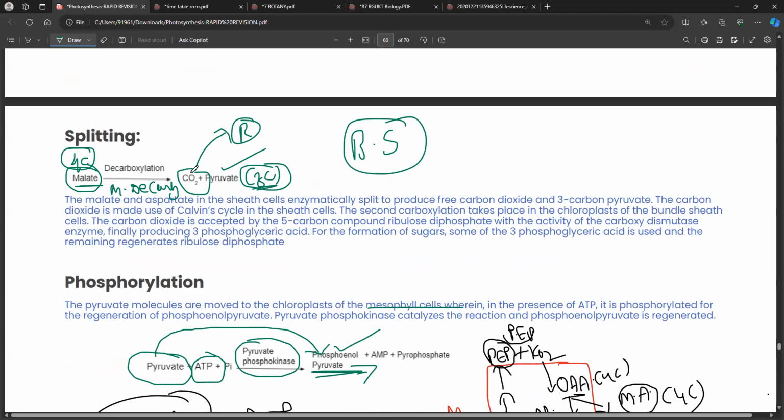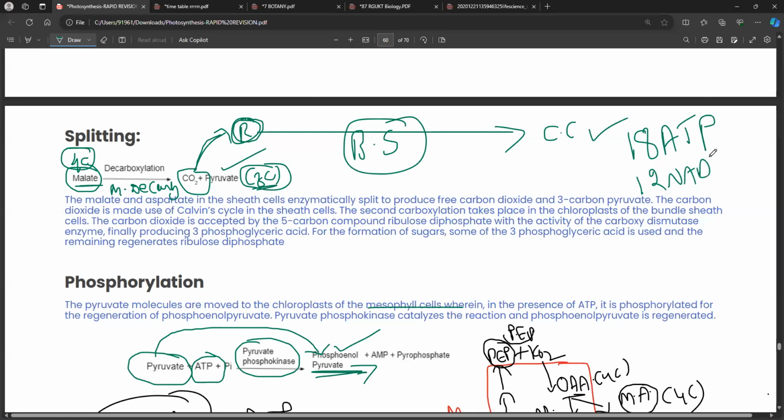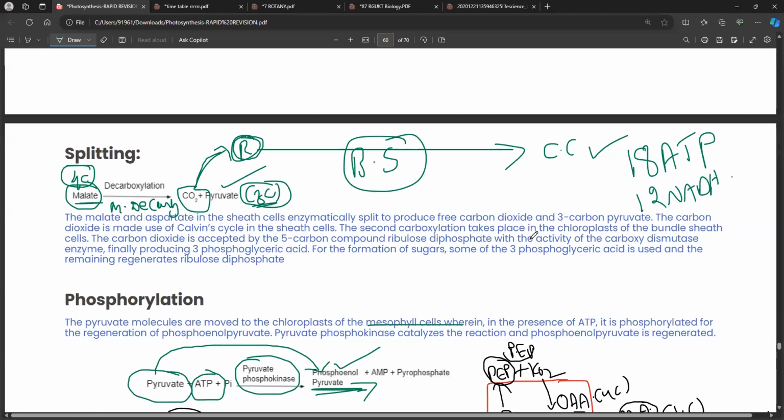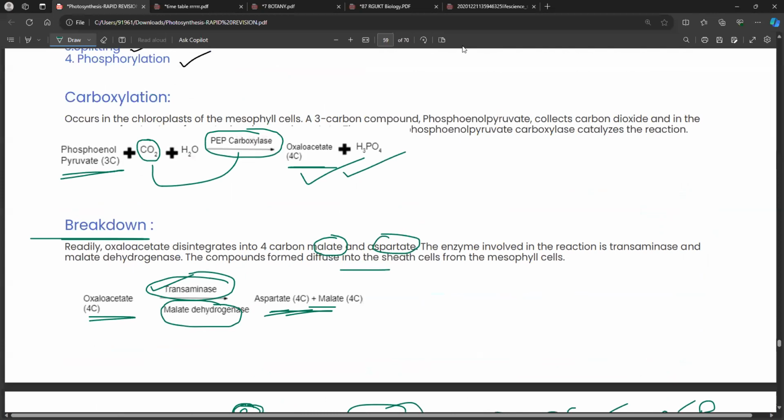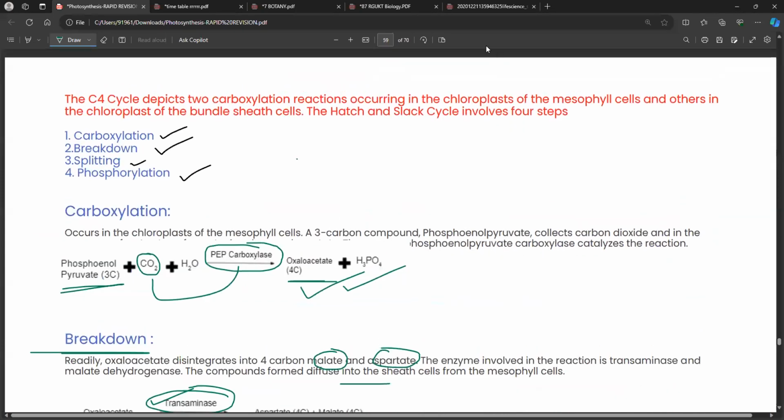Here what happens? This carbon dioxide is taken by whom? This carbon dioxide is taken by Rubisco. Remember, Rubisco continues the Calvin cycle. Every student knows, right? In the Calvin cycle, how many ATP do we spend? 18 ATP we spend, 12 NADPH we spend. We got it. Now all the students answer my question. How many times does the C4 cycle also turn? That's also a question, right? How many times will the C4 cycle turn?